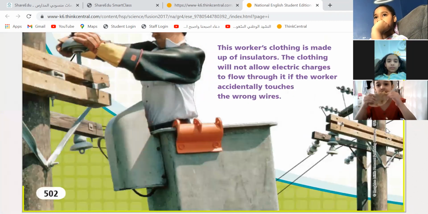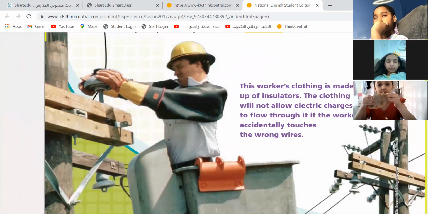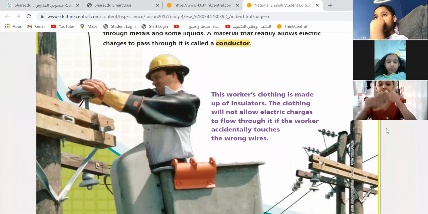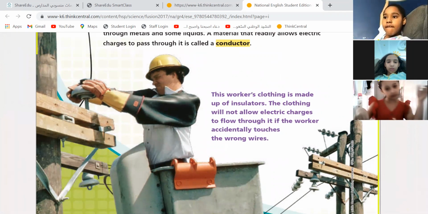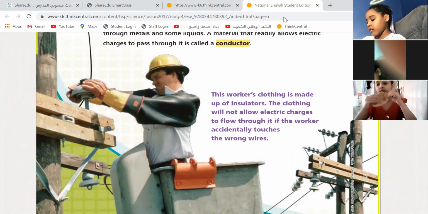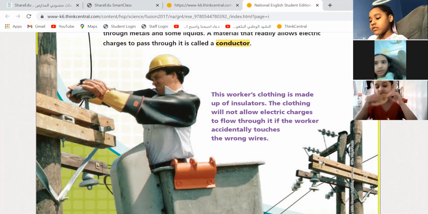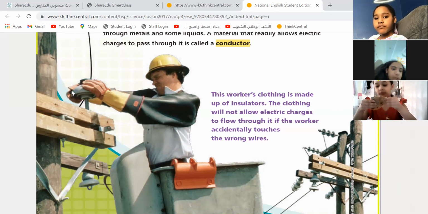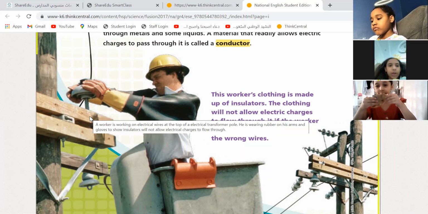Look at the engineer over here. What is he doing? He's fixing something. Fixing what? Yes, Rihanna. He's fixing the wires. So electricity can go home, can reach our houses.